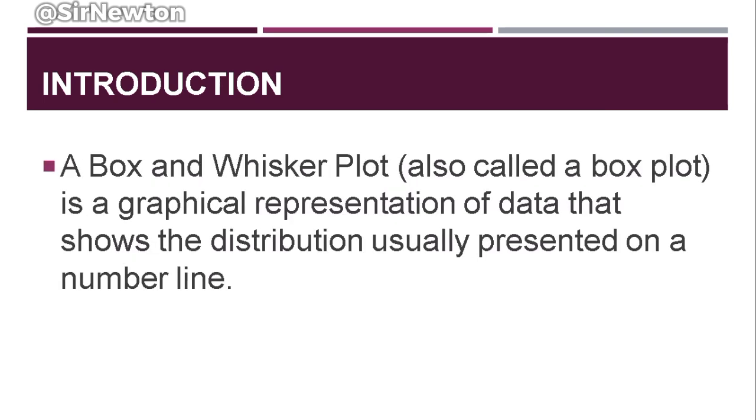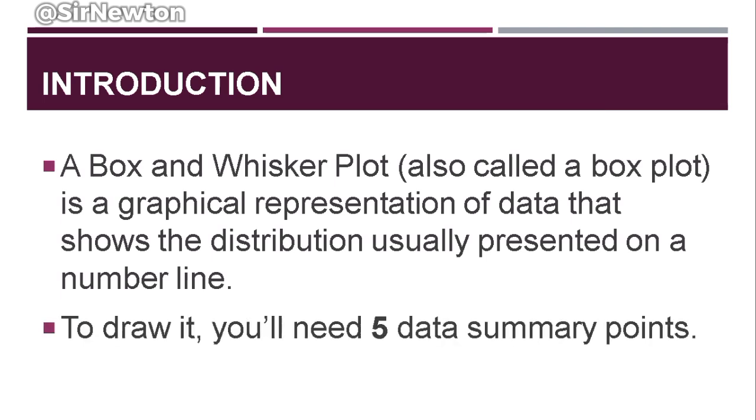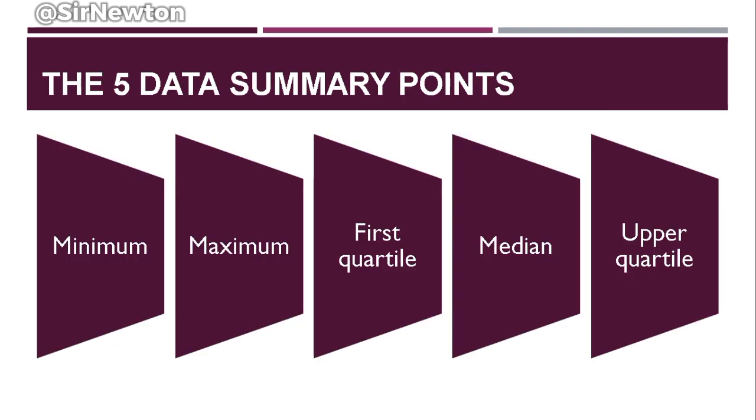Now, a box and whisker plot is also called a box plot, and it is a graphical representation of data that shows the distribution, usually presented on a number line. To draw it, we need 5 key points, or 5 items from our data that will help us to draw our box and whisker plot.